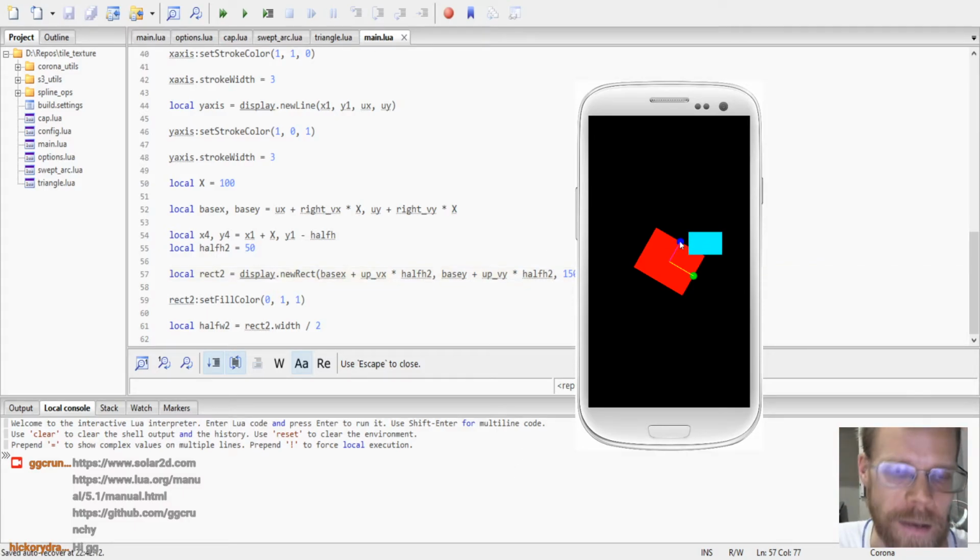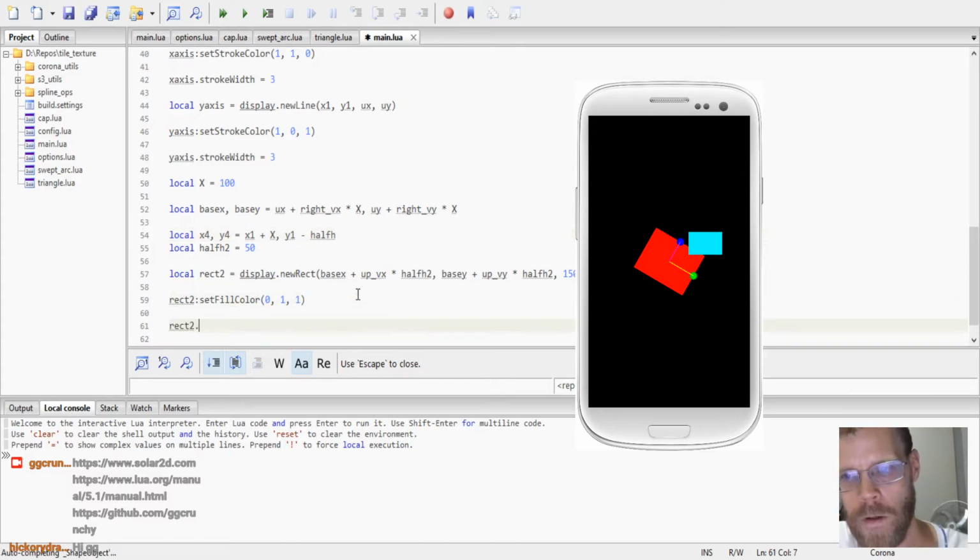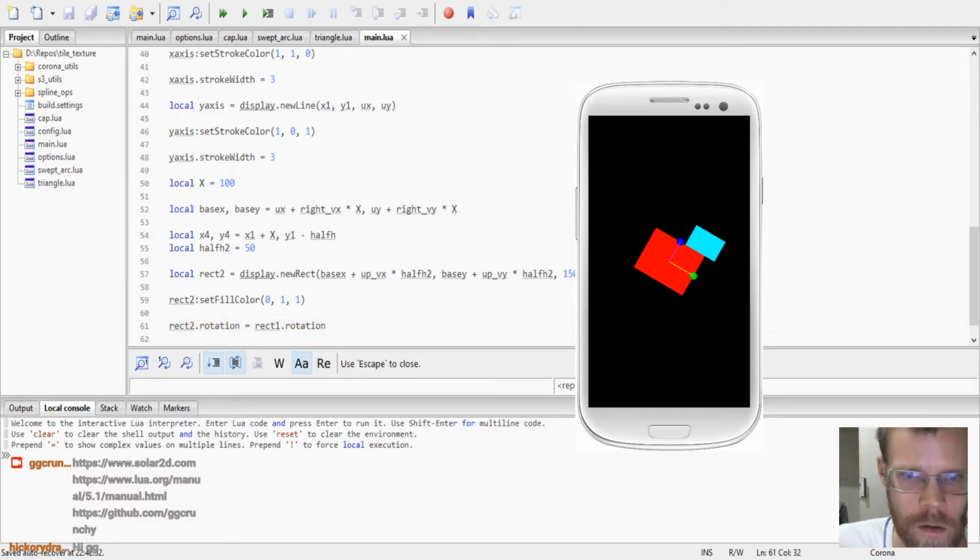Yeah. And so its position is somewhere around here. And we also want that to have the rotation of our original rect. So we'll just assign the rotation to be rect 1 rotation. And there we go. It's flush with that. So that's half of what I wanted to show.